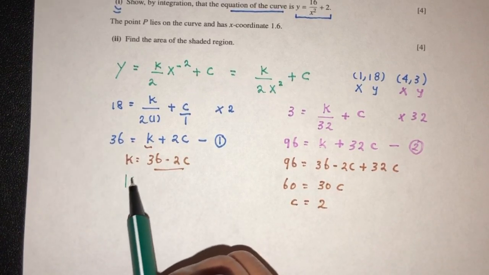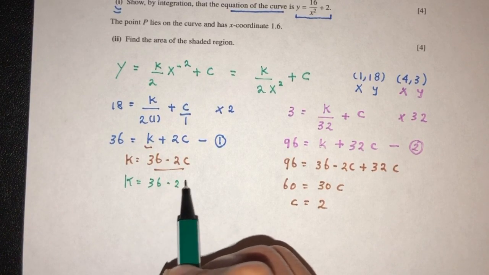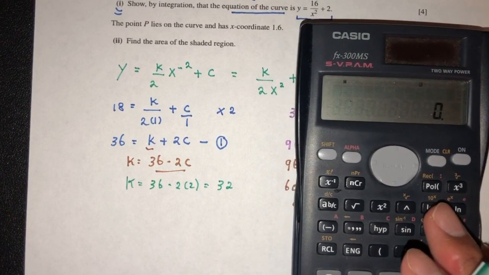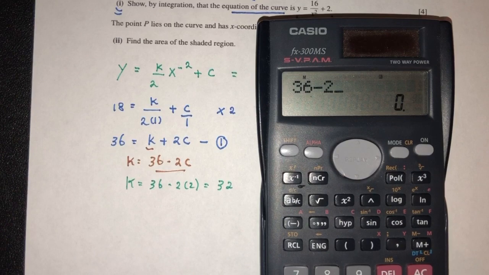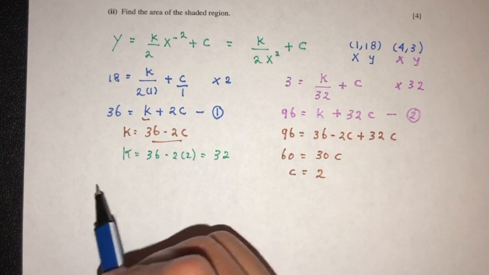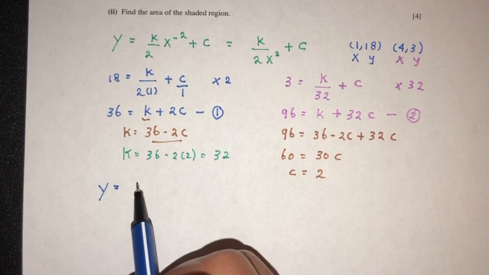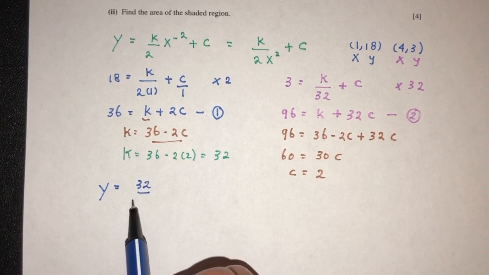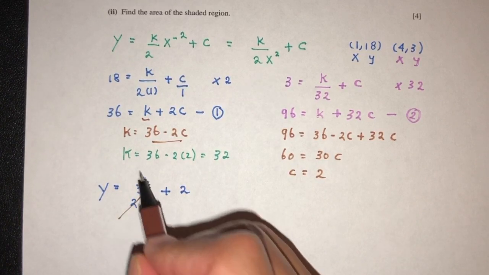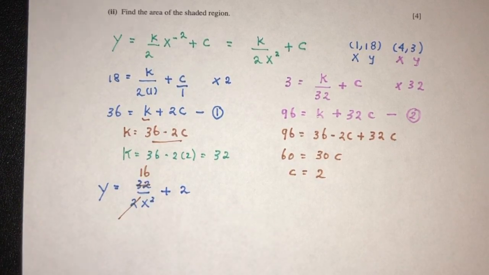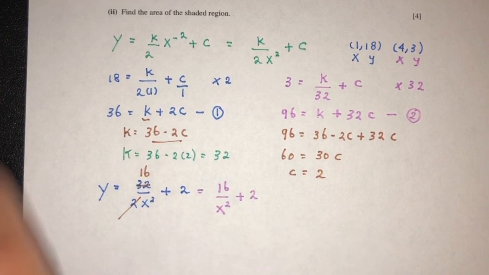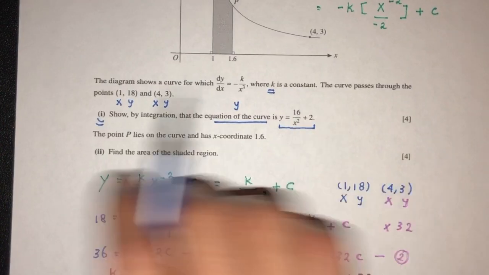Now find k. k will be the value of 36 minus 2 times 2. That will be what? 32. So let's find out. 36 minus 2 times 2, 32. Okay, so now we can replace back in the main equation. So y is going to be k, which is 32, over 2x squared plus 2. Now simplify. This will be this, and you will have 16 over x squared plus 2. That will be y equal to this, and this is shown as required.